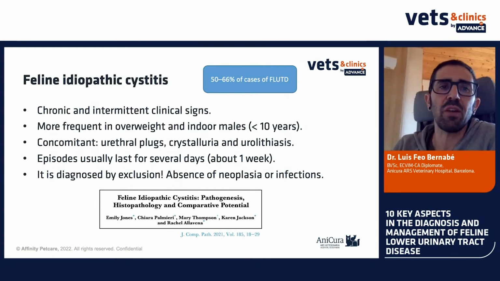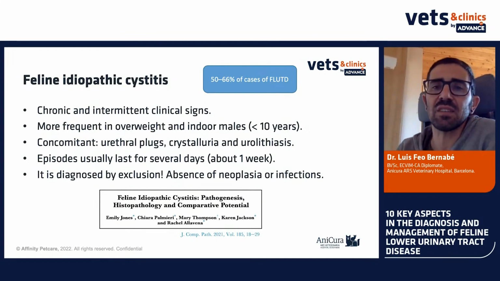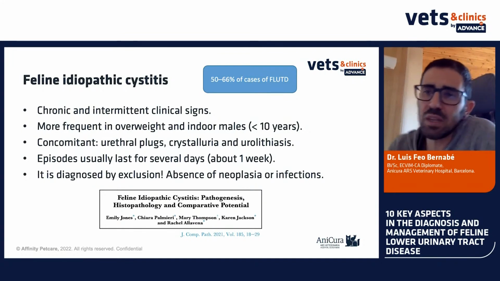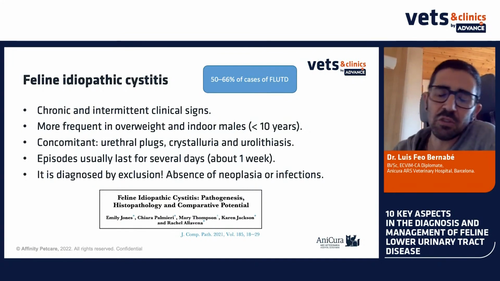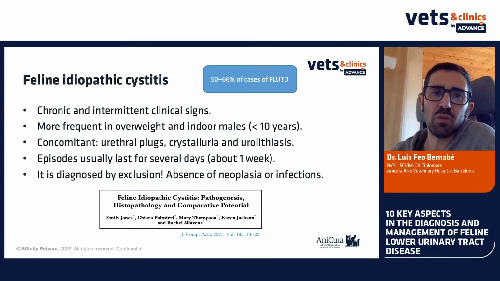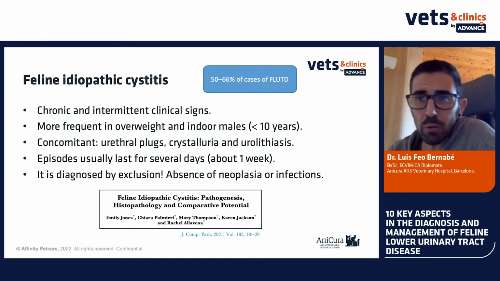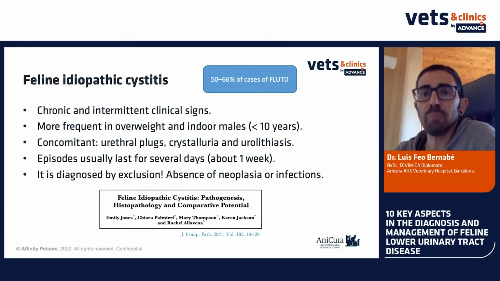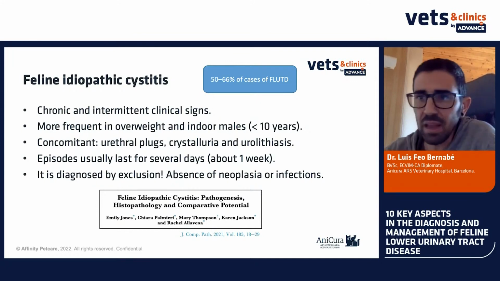And we know that feline idiopathic cystitis accounts for between 50 to 66, sorry, percent of the cases. How do we diagnose these patients? First of all, the history is quite important. We know there are chronic intermittent clinical signs, more frequently seen in overweight and indoor males. However, you can see it also in females for sure.